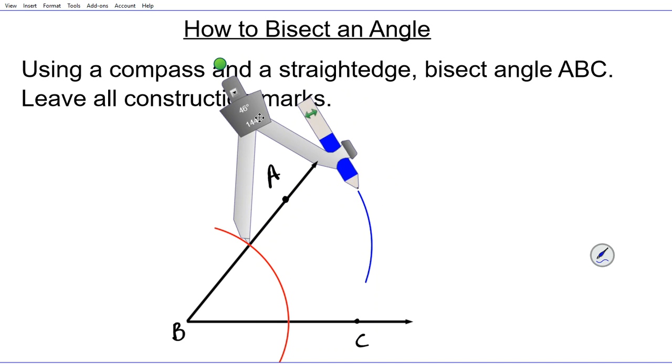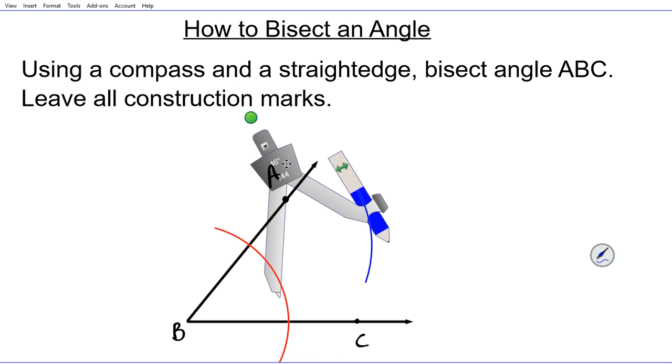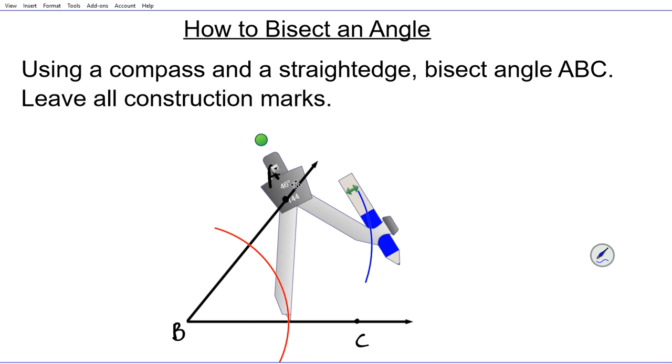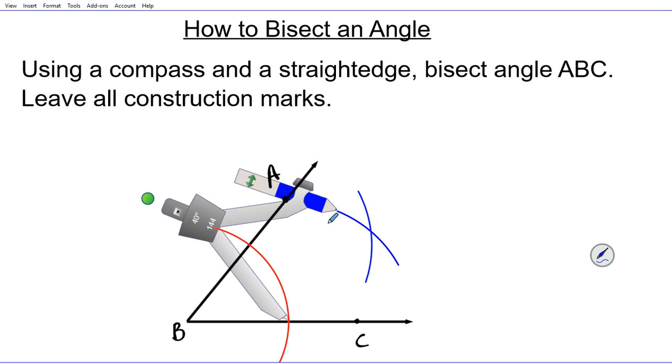Now without altering the radius of the arc you just created, hold your compass at the same radius, and then you place the spike on the intersection of ray BC and the arc you created earlier, and then you create another arc. And there you have an intersection right there.